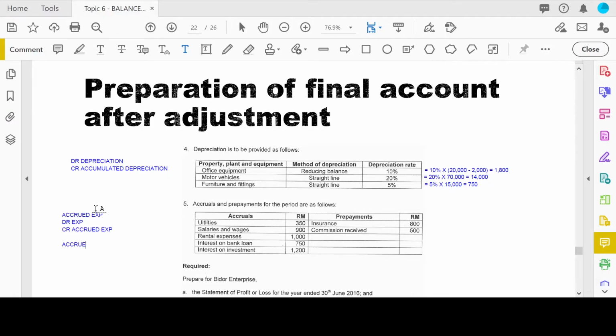For accrued income or accrued revenue, the adjustment would be to debit accrued. Oh no, we don't call that accrued. We call that income not yet received. And then we're going to credit the income account, depending on the income. It could be rental income, interest income, or dividend income, or interest received, dividend received, rental received.